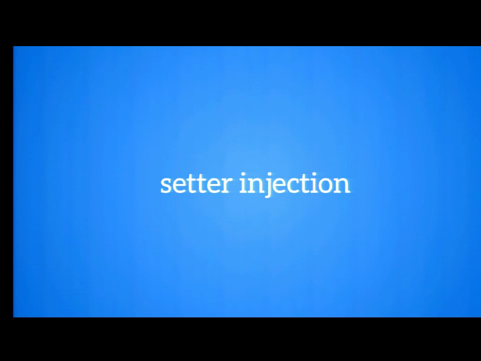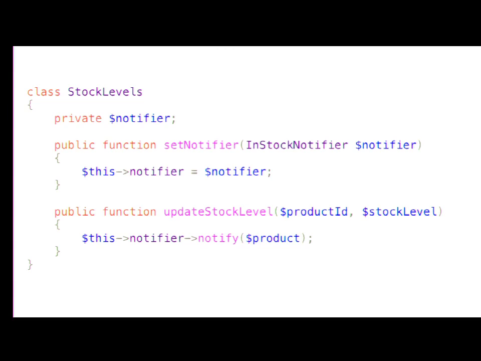So we could improve on that and say setter injection, which does get a bit more use. Essentially what we're doing here is going back to a private property for the notifier, but instead of a constructor method, we use a setter method that looks the same as our constructor really. It's saying set notifier to an in-stock notifier, and then make use of it that way.